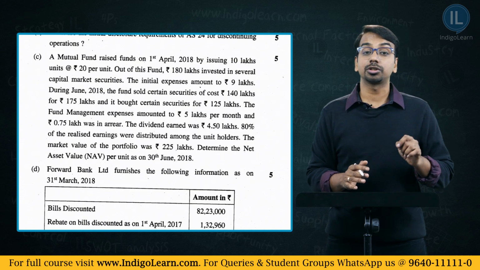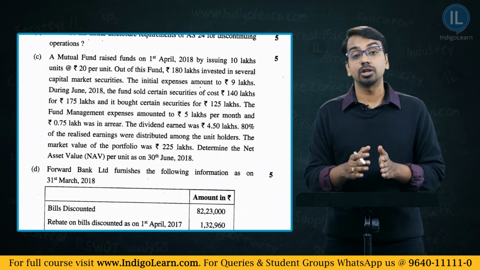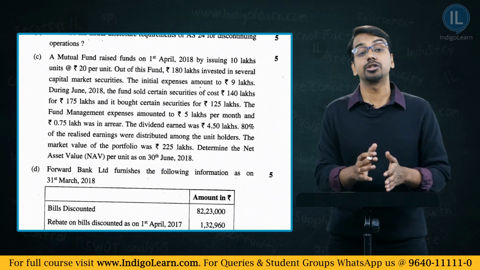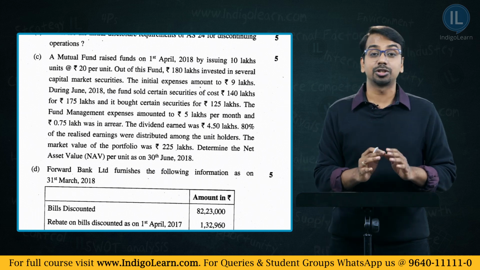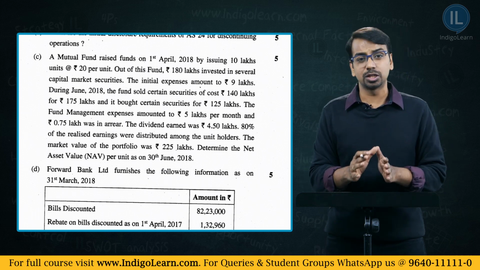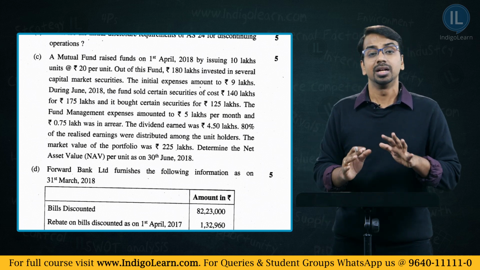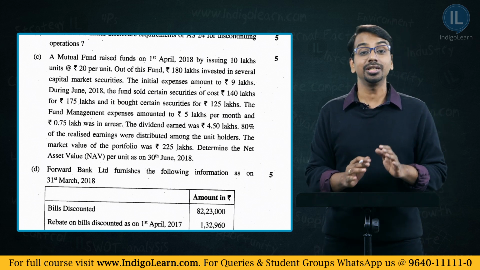Moving on to the next question, question number C. Again here, there was a mutual fund which has raised certain funds, invested, then sold, earned some profit, distributed some profit. A study material question where just the numbers have been twisted, and this was a straightforward question where you were expected to score 5 out of 5. There was not much complexity in this question as well.